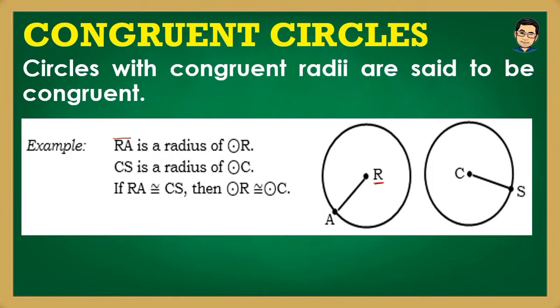And then, yung second circle natin is circle C. And then, line segment CS is a radius of circle C. Okay. So, pwede natin silang i-conclude na congruent sila if line segment RA is congruent to line segment CS. So, yung radius na yan, yung RA at CS, dapat congruent sila. And then, kapag napatunayan natin yon, we can conclude that circle R is congruent to circle C. Okay? So, yan lang po yung congruent circles.